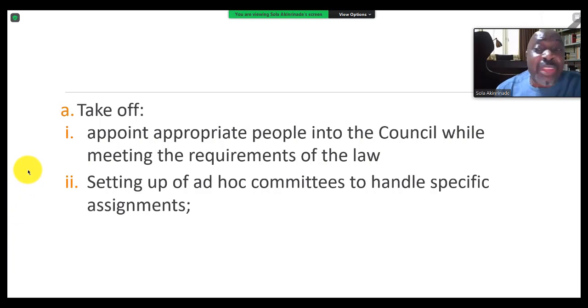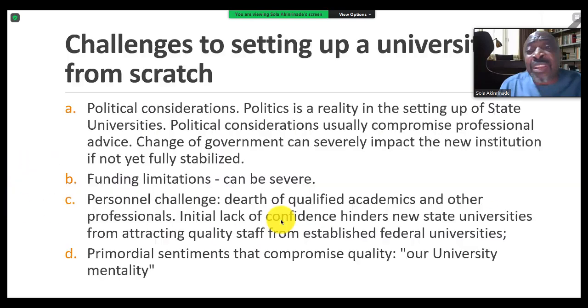Appointment of council is not within your power as planners, but you can recommend to the government to appoint appropriate people to council who will meet the requirements of the law. If you have the wrong people in your council, you're in trouble. I was blessed with the kind of council I had, but not many institutions are that lucky. They set up ad hoc committees to handle specific assignments.